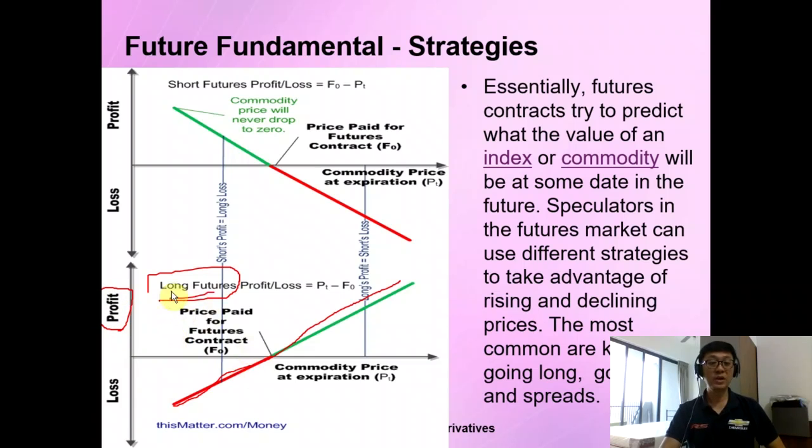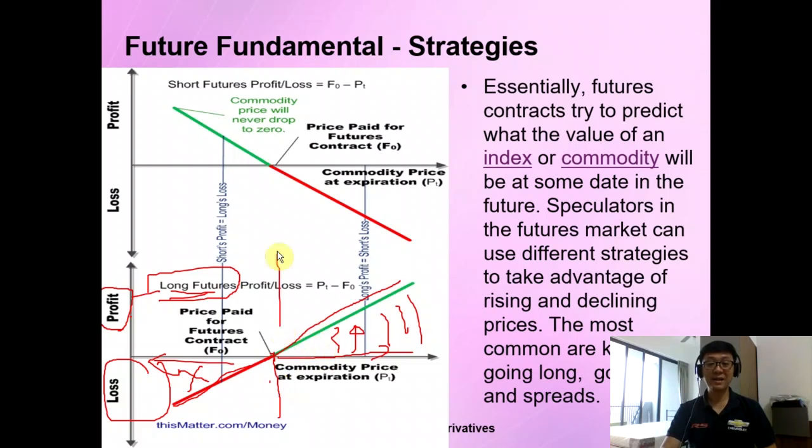So in the long forward, you can see that it's profitable when the market price goes up. That's why you will always long something when you think the market price is going up. From this graph you can see that's where it's positive, where there's profit. You wouldn't want the market price going down, because that's where you enter into negative.